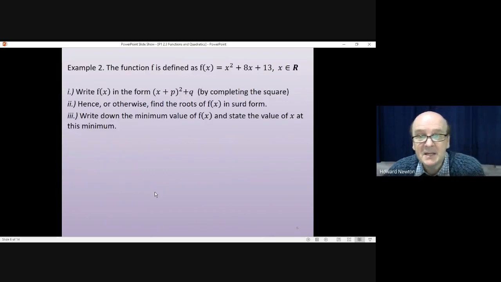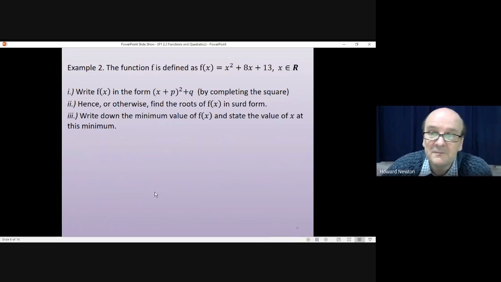Okay, a second example. Got a different function now, x squared plus 8x plus 13. Again, we're told x can be any real number, any normal number. First of all, write f of x in this form by completing the square, and then try and find the roots of f of x in surd form, and then finally see if you can write down the minimum value of the function and state the value of x at this minimum. Again, have a go at doing this yourself, pause the video, come back to me when you're ready.